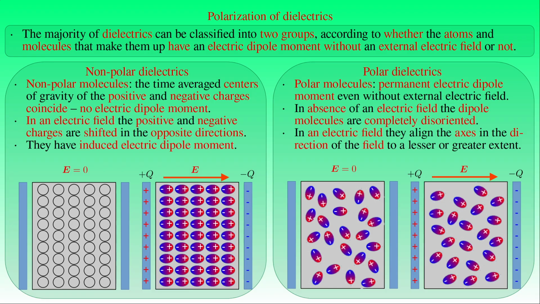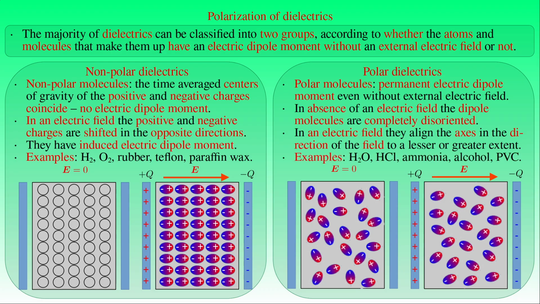We can also give some examples for both nonpolar and polar dielectrics. The most common examples for nonpolar dielectrics are hydrogen or oxygen, or more generally symmetric diatomic gases or hydrocarbons, but we can also mention rubber, Teflon and paraffin wax. The key examples for polar dielectrics include water, hydrogen chloride, alcohol, and polyvinyl chloride.